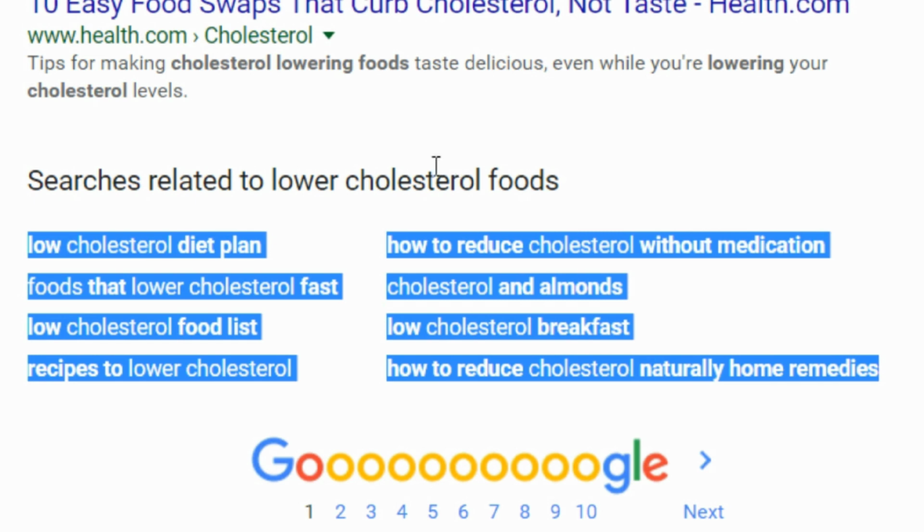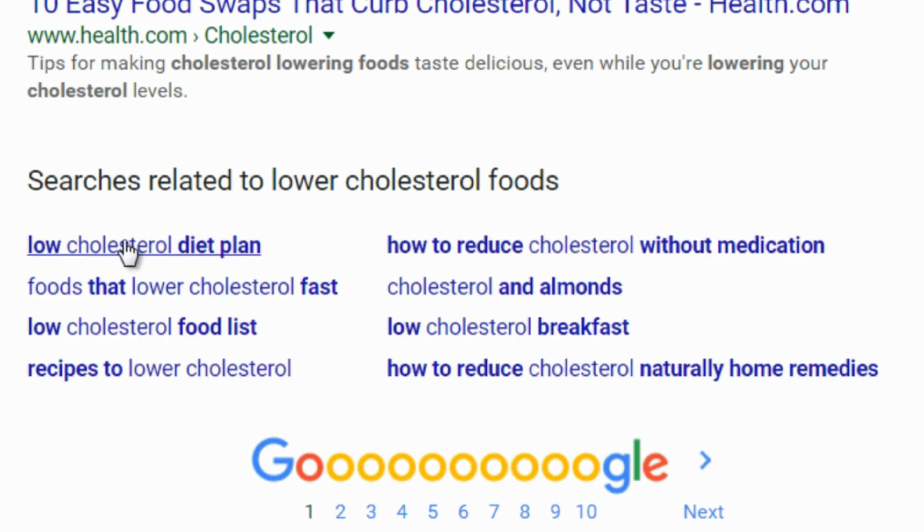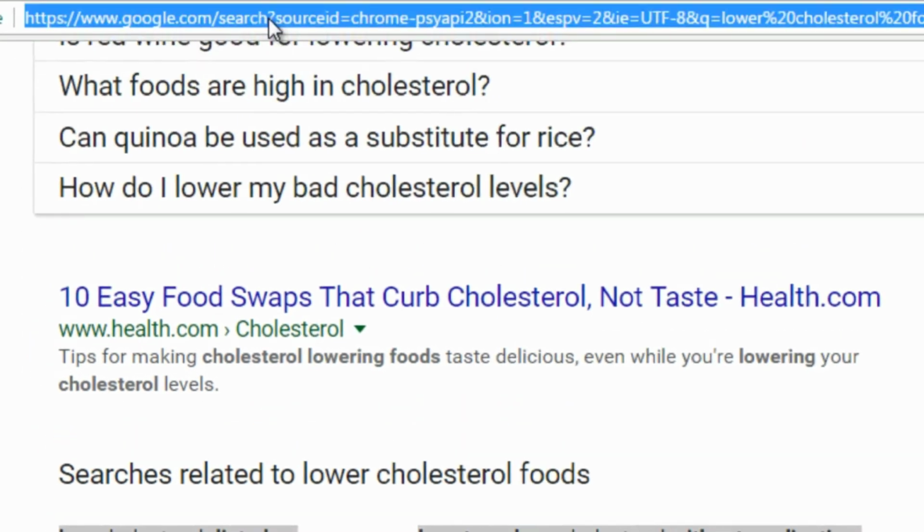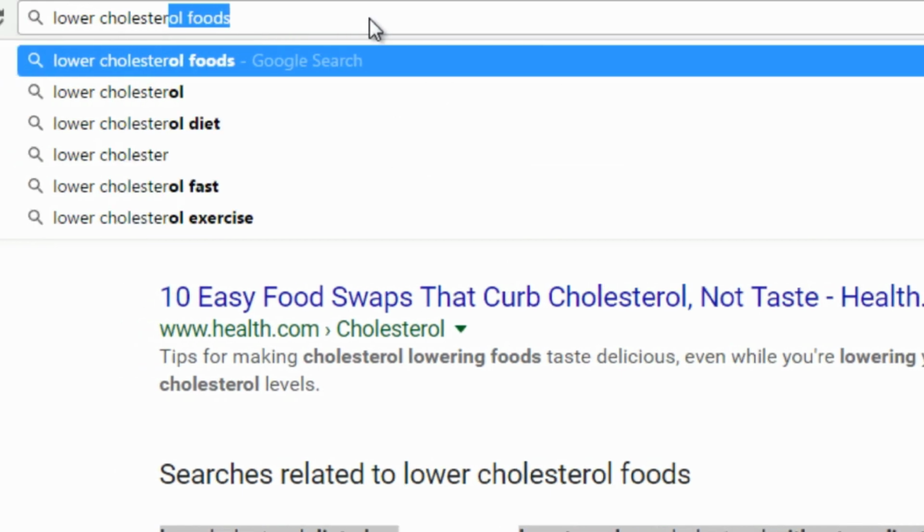So we can see that and get an idea of the type of person that is searching. Just from this list, the person searching is more likely to want to reduce their cholesterol with natural home remedies, with supplements, with dieting, and everything naturally. So if that's the case, let's do a search again for lower cholesterol plan and see what we get.